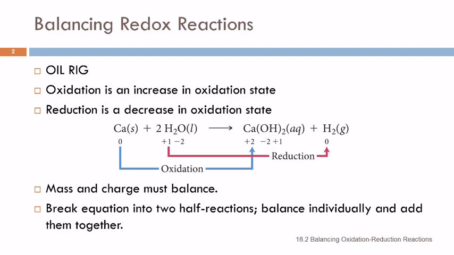When we balance chemical equations, the masses have to balance, meaning if I have one calcium atom here, I have to have one calcium atom there. But the charge must also balance. It's possible to mass balance a redox reaction, but not balance the charge. And so that would be incorrect. So the way we do this is we take the equation and we break it into two half reactions. We're going to look at the oxidation and we're going to look at the reduction separately, balance them individually, and then add them back together.